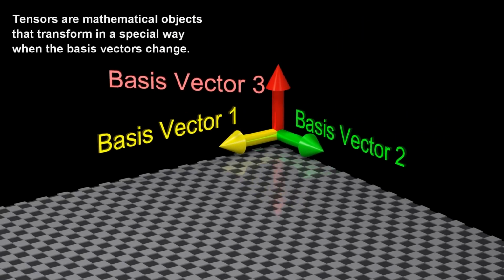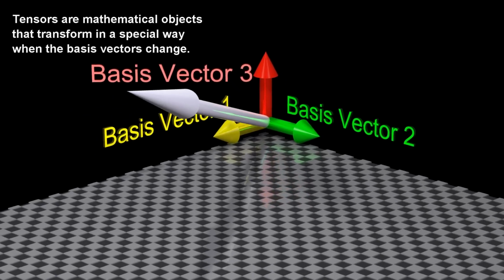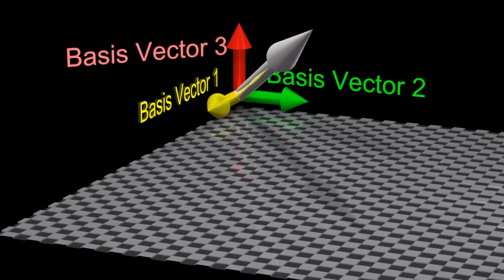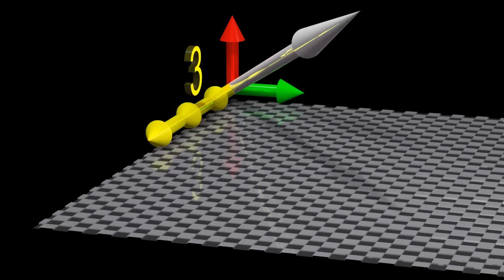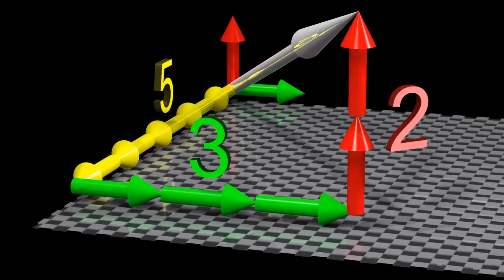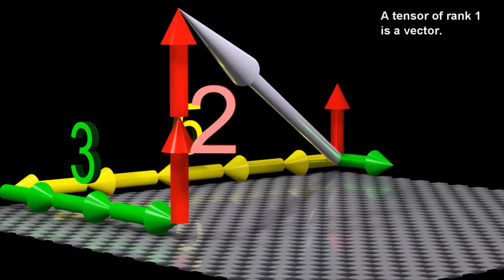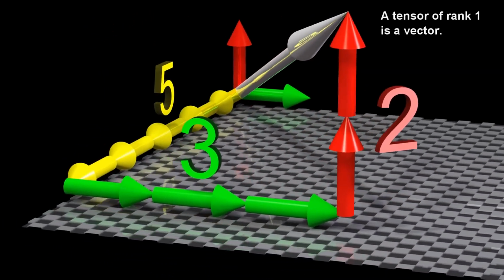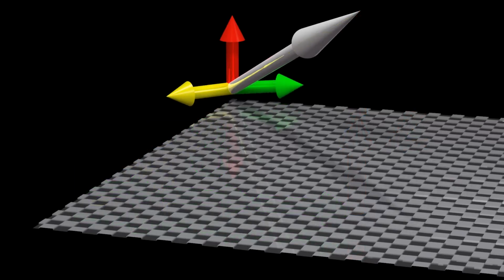Tensors are mathematical objects that transform in a special way when the basis vectors change. Understanding tensors is fundamental to understanding the curvature of space-time in Einstein's general relativity. A tensor of rank 1 is a vector. Let's pick new basis vectors.